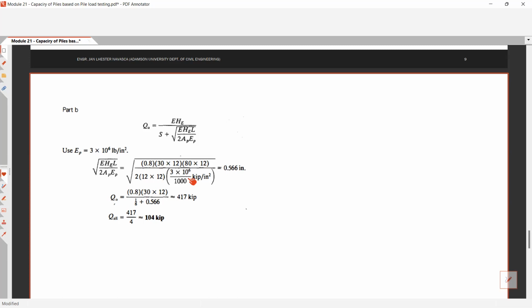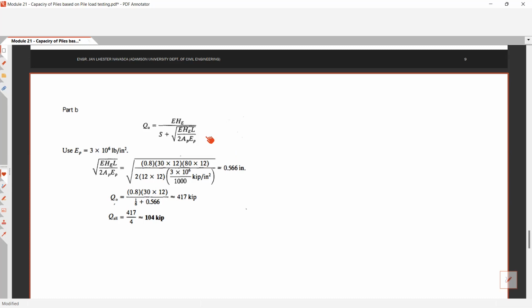So therefore, you have 0.566 inches. Okay. So again, kailangan mo kasi dito is naka-KSI and all other values dapat naka-kips and inches. Okay, dito. All other values is dapat naka-kips and inches. Okay. So, it doesn't matter naman kung ano. So, ito lang yung ginawa natin. Basta lang consistent kayo sa unit. Okay. So, therefore, ito ay 0.566 inches.